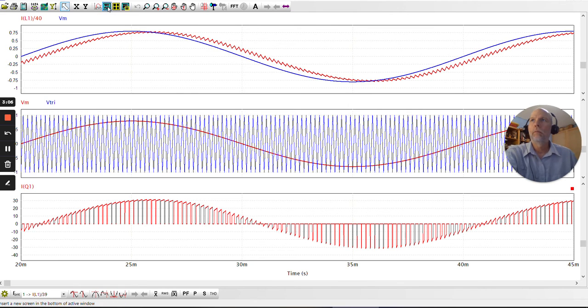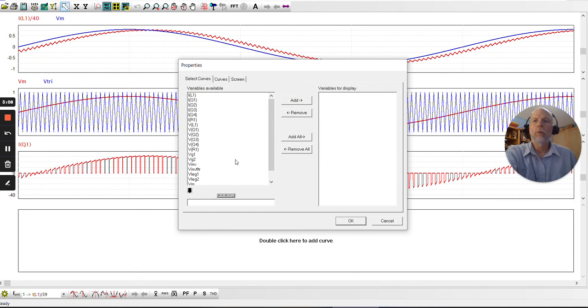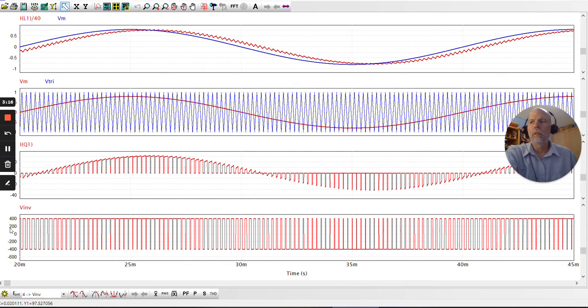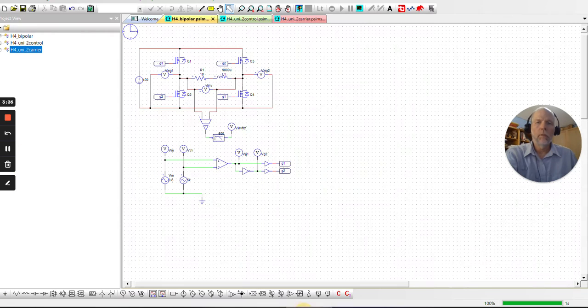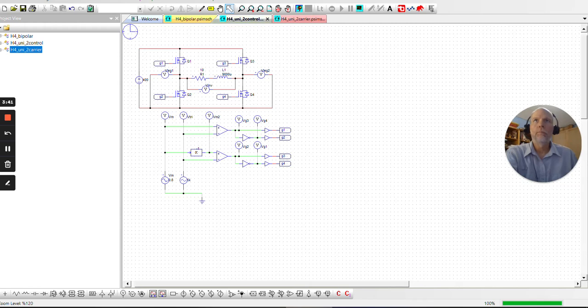So we'll take a look at the voltage across the load, and you'll see it is plus 400, minus 400. Well, 400 is our DC link voltage. So bipolar means we have, with each switching cycle, a transition from plus to minus 400 volts. So that's why it's called bipolar pulse width modulation.